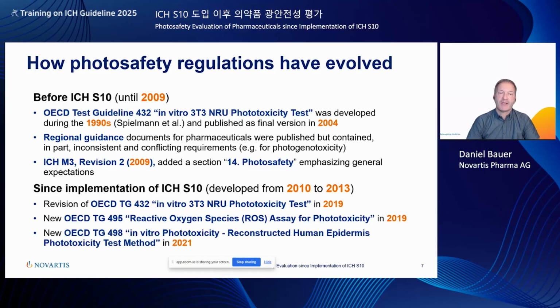It was a revision of ICH M3 in 2009, where they added a section 14, Photosafety, a short paragraph only, but it emphasized that photosafety should be part of the non-clinical safety study package, and it obviously required more detailed, harmonized guidance on how to address this field systematically.